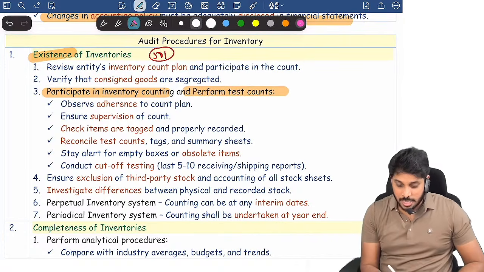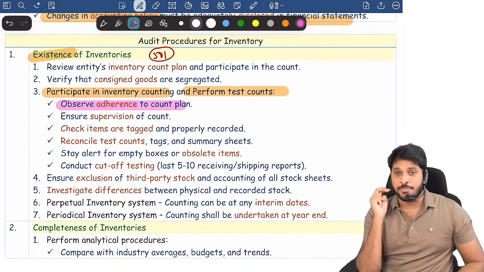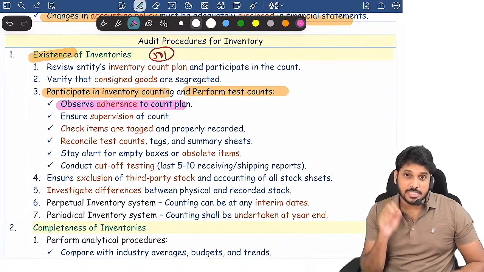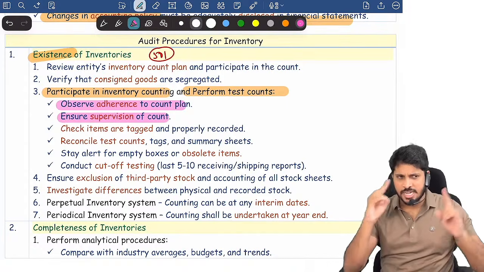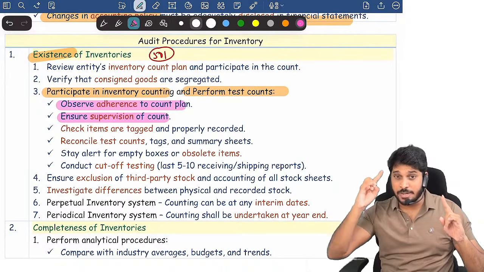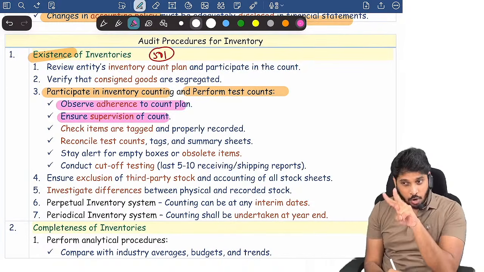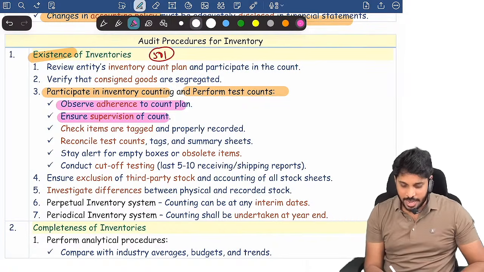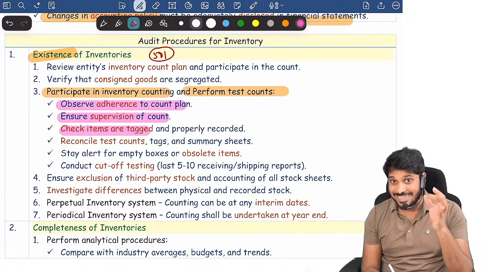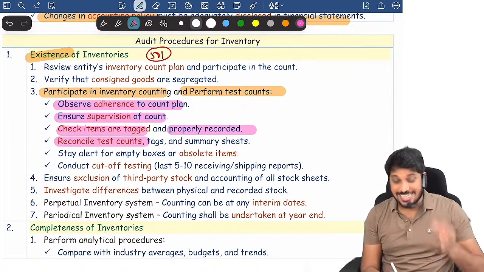So, what points do you observe? When you are attending physical inventory counting, you observe how management is counting. Observe the count plan. Ensure supervision. See, is there anybody from the top management or a higher level of management supervising the physical inventory count? Check that. Observe how the instructions are followed, whether inventory supervision is done, and check that inventory items are tagged, properly recorded, and reconcile test count.